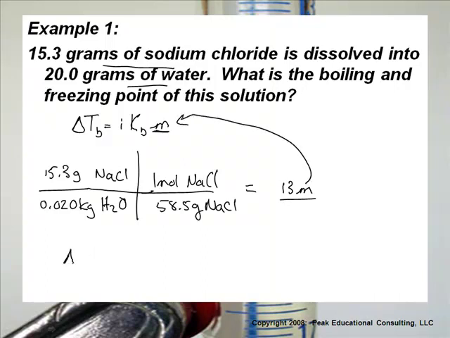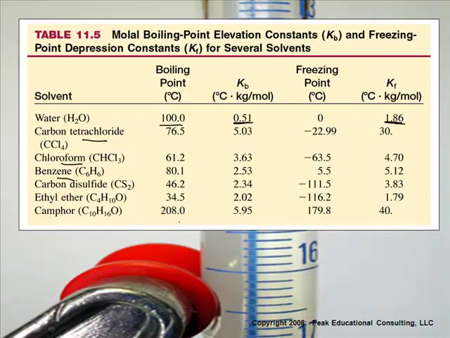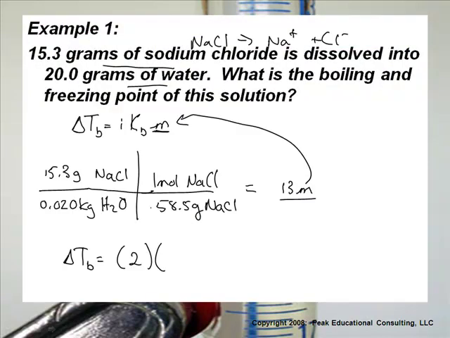So I'm going to say delta TB is equal to I. We just did this. Salt was an example I went over just a minute ago. It breaks apart into 1 sodium and 1 chloride. So I is equal to 2, right? Yep. Times the KB, now we go back to our table, was 0.51. And the molality was 13 molal. So 13 times 0.51 times 2 is about 13.26.